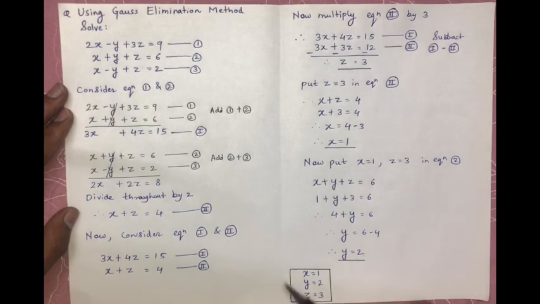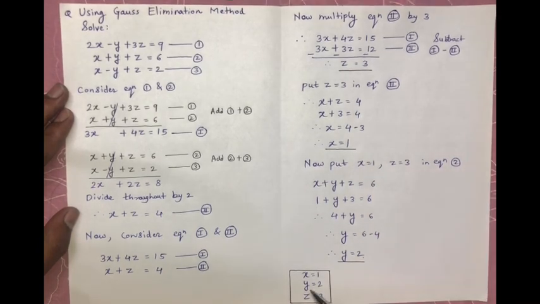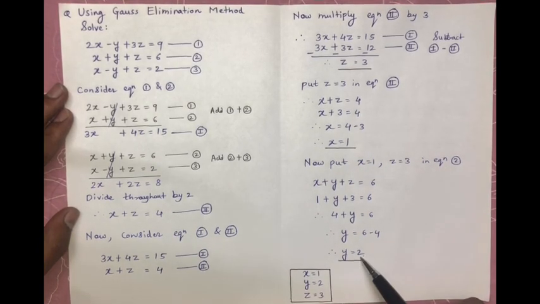Now you can consider as a final answer the solution set: x is equal to positive 1 from here, y is equal to positive 2 from this equation, and z is equal to positive 3.